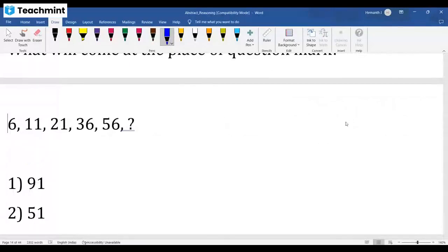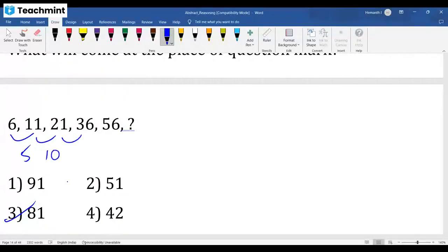So see this. What is the answer? 20. Next should be 25, means 81. 5 gap, 10 gap, 15 gap, 20 gap, 25.